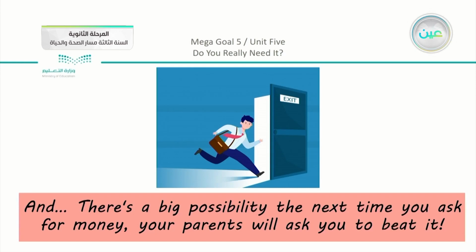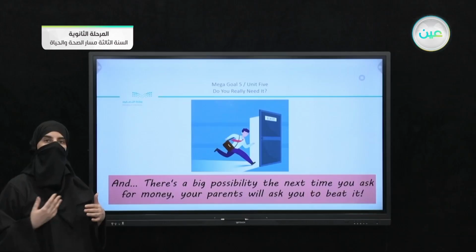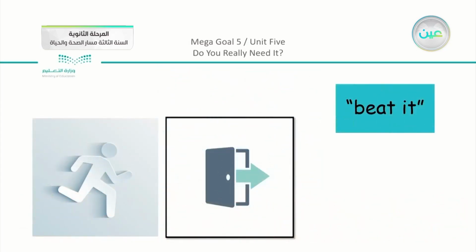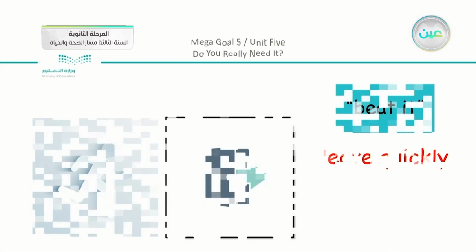And there's a big possibility the next time you ask for money, your parents will ask you to beat it. So if you just continue asking your parents for money until you max out your card or the account that you have here, and you are broke, when you ask again for money, there is a possibility that your parents will ask you to beat it. Beat it is also a phrase here meaning to leave quickly. So they're going to just ask you to leave quickly without giving you the money.